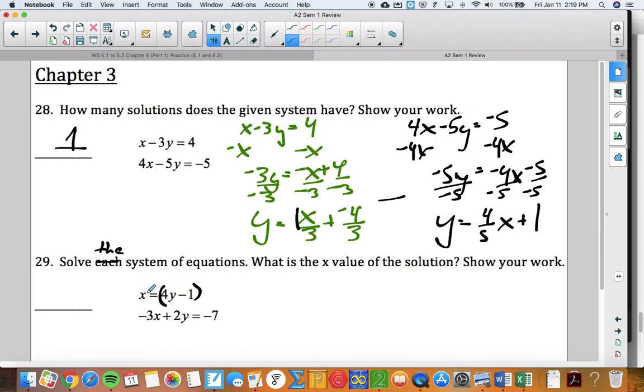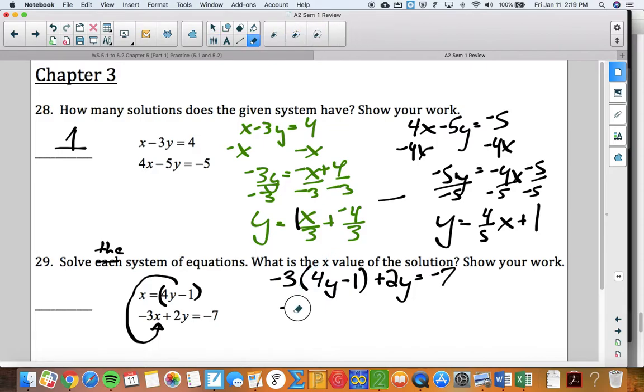So that means that whenever you see an x, that's equivalent to 4y minus 1. So I see an x in this other equation. Instead of writing down x in this other bottom equation, I'm going to write down 4y minus 1. Make sure you put parentheses in it. And I just keep on writing down the bottom equation. So we got to distribute, so we get negative 12y plus 3. Careful on that one.